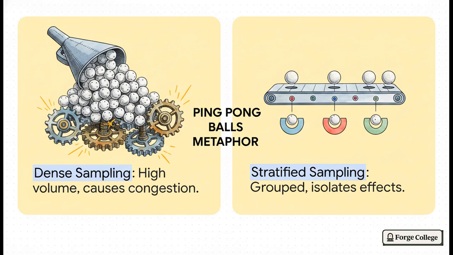It gives you a massive volume of data quickly, but it can cause collisions and transient network congestion. Stratified sampling, on the other hand, is like throwing those ping pong balls one by one, carefully grouped by size. For cost modeling, stratified sampling is a real game changer, because it helps us isolate the exact effects of the payload size or instruction count, completely avoiding the noise of artificially created traffic jams.